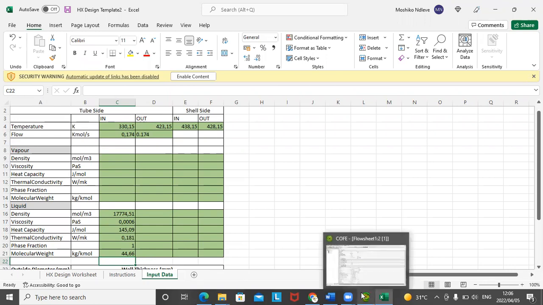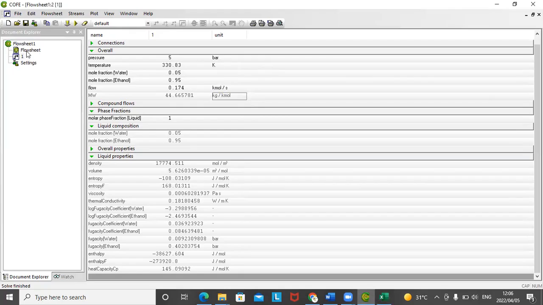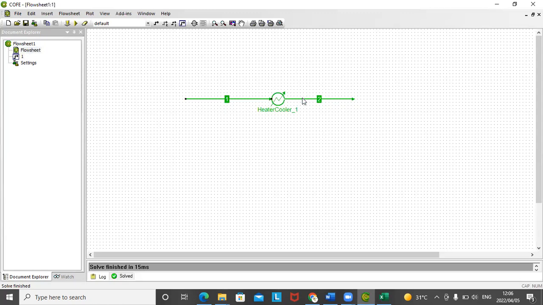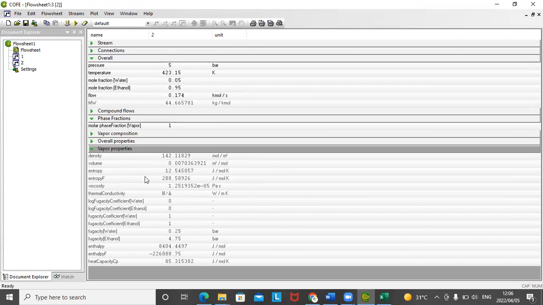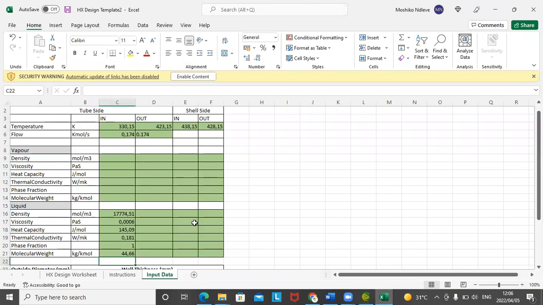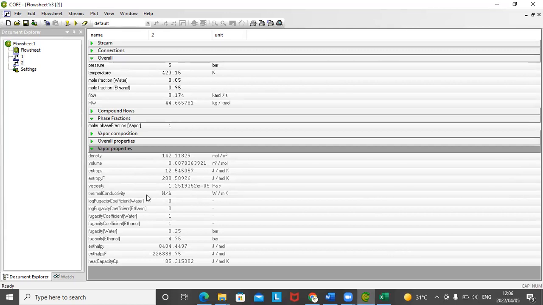And then now we're going to our outlet stream. Double click that. And again, now you've got a vapor fraction of 1. So which means all your properties will be in the vapor phase. So let's get started. Again, our molecular weight is 44.6. So that hasn't changed. And we've got a phase fraction of 1 in the vapor. Let's go look for thermal conductivity. It doesn't give a value for thermal conductivity. Okay, so you leave it as it is.